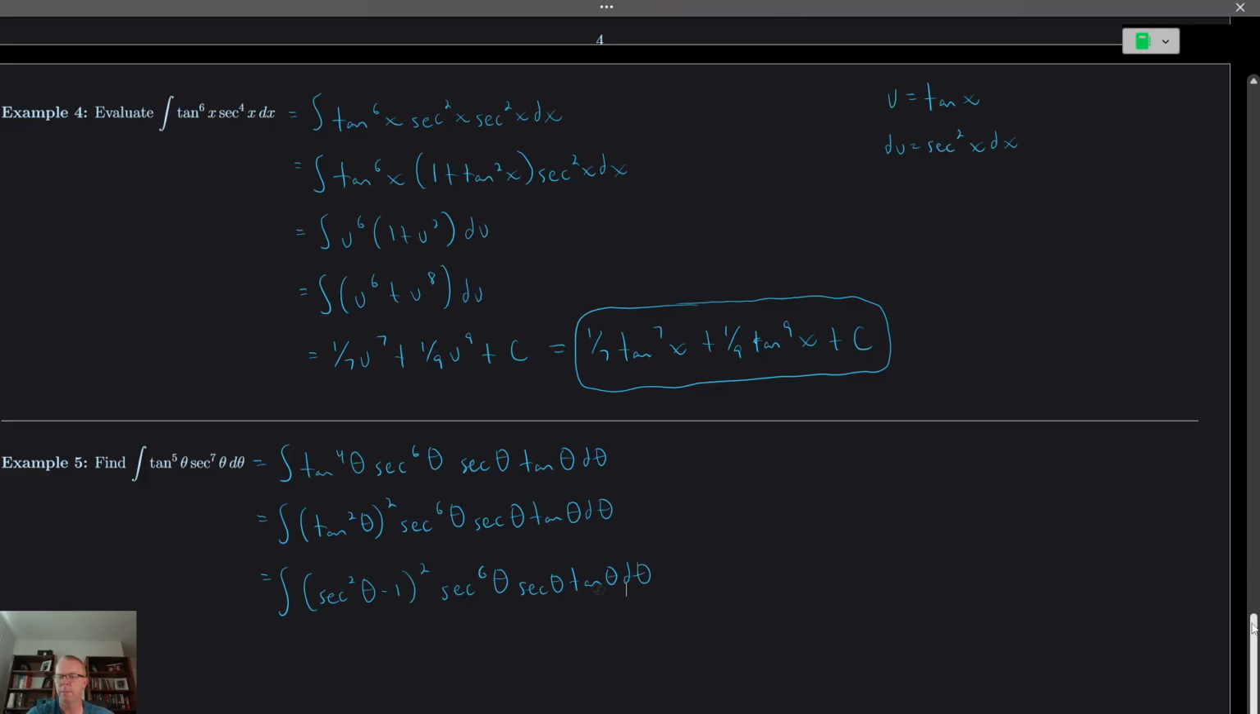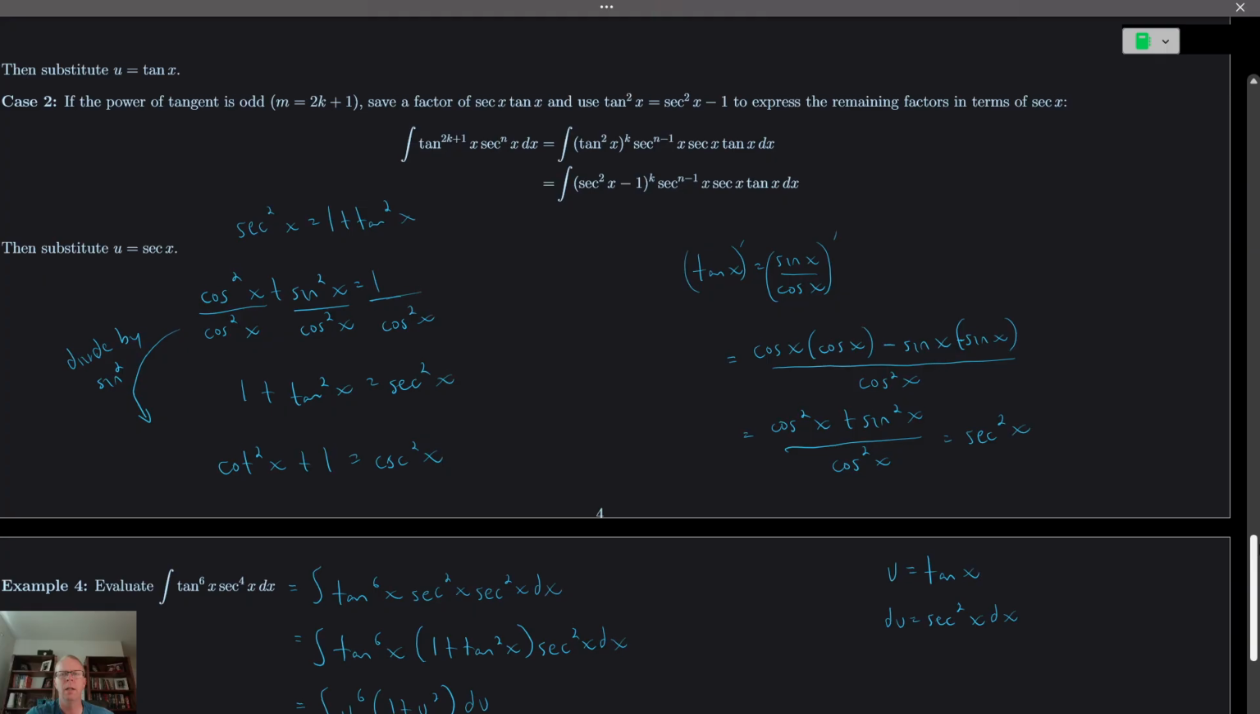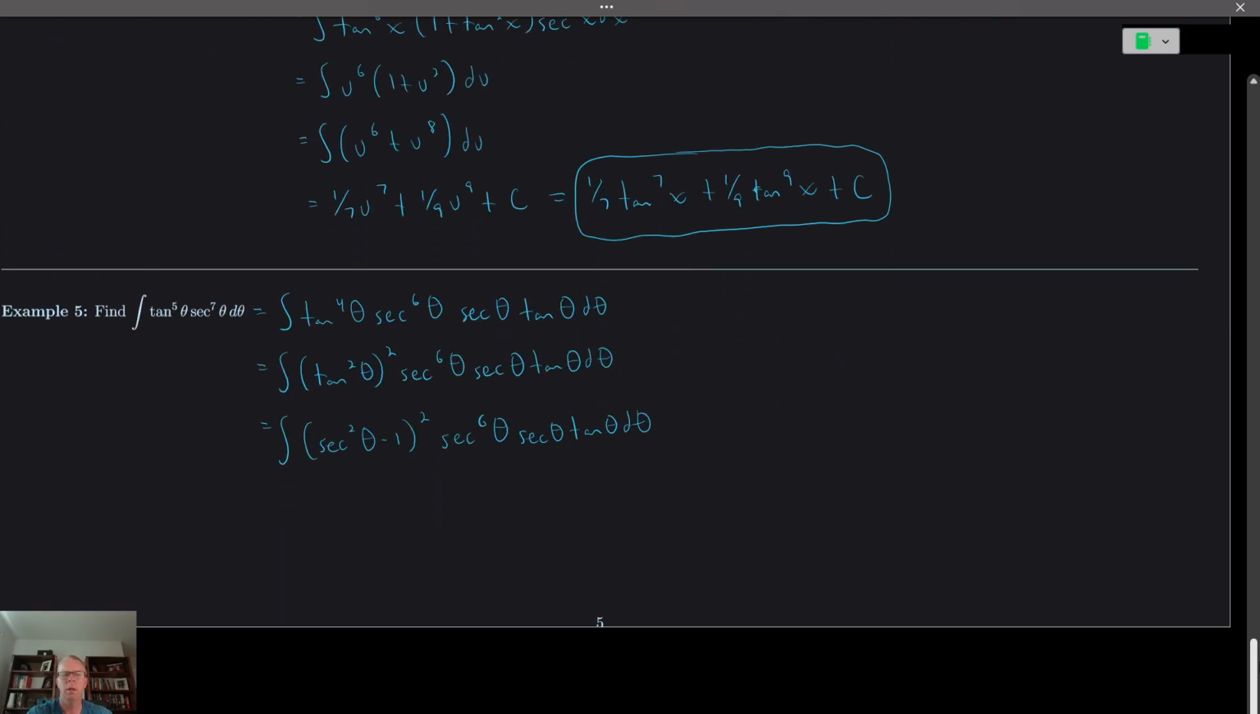All right, so now what? What's the next thing? So we've written all the remaining tangent factors in terms of secant. So now we're using the substitution u equals secant x. So u equals secant theta in this case. du is secant theta, tangent theta, d theta. So we have that right here. So now it's just a very simple substitution. We have u squared minus 1 squared, u to the 6th, and then du.